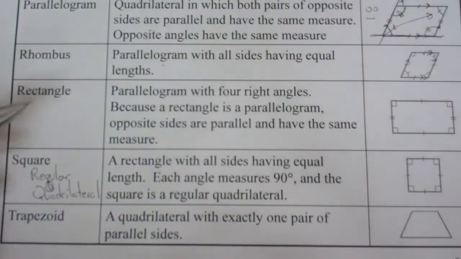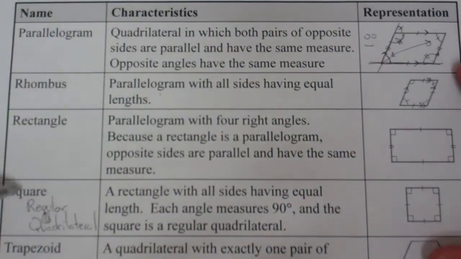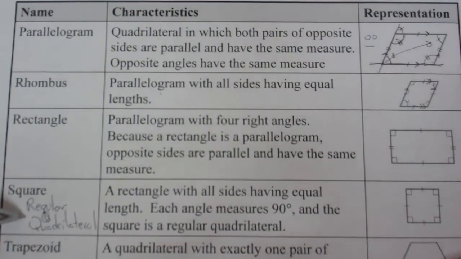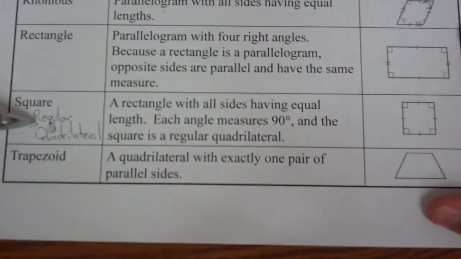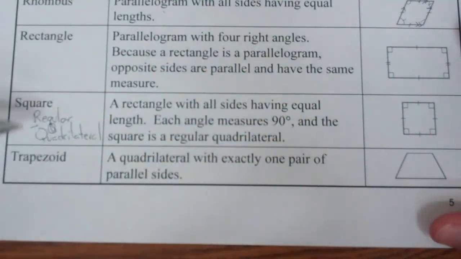Okay, our regular quadrilateral. So the square is the regular quadrilateral. Alright, so let's bring it up. Where all of the sides are the same and all of the angles are the same.